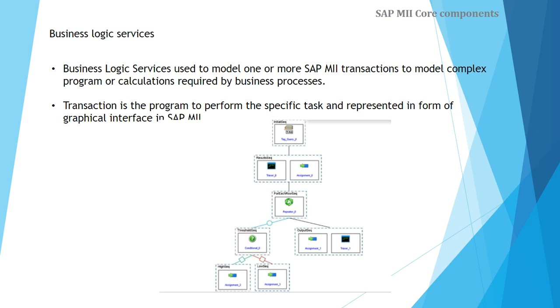A transaction is a program to perform a specific task, represented in the form of a graphical interface in SAP MII. If you build an SAP MII transaction, it will look like this. This is completely a graphical representation. It is very easy to understand and you can very easily capture how the flow is there for the code. So you write the code in a graphical user interface. This is very easy, but it is a very important component in SAP MII.